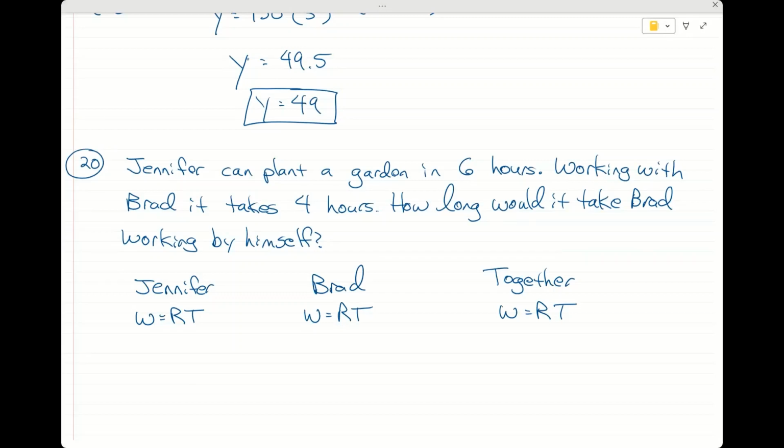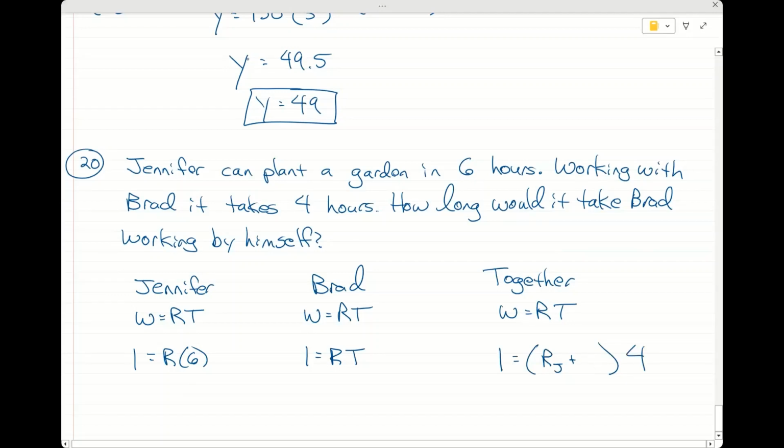All right, so let's start with Jennifer. It looks like she could do one garden in 6 hours. We have no idea how long it takes Brad to do it, probably a long time here. So we'll say Brad 1 is equal to R times T. We don't know how long that's going to take, but we know that together 1 is equal to Jennifer's rate plus Brad's rate times 4 hours.